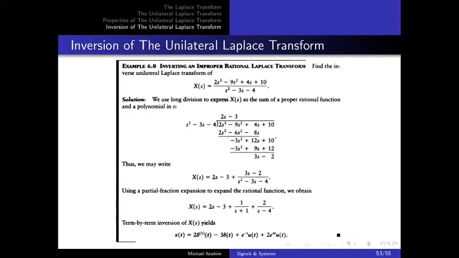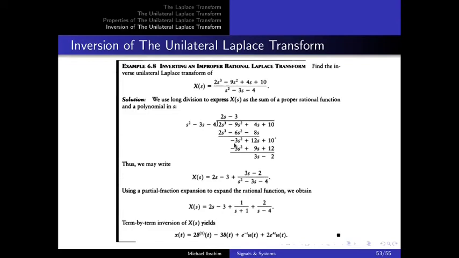by using long division. So starting with long division, dividing 2s cubed minus 9s squared plus 4s plus 10, which is the numerator, over s squared minus 3s minus 4, which is the denominator. We divide 2s cubed over s squared, which will give us 2s. And then we multiply 2s by the denominator, which will give us 2s cubed minus 6s squared minus 8s. Now we can subtract these. 2s cubed will cancel out and we will get minus 3s squared plus 12s plus 10.